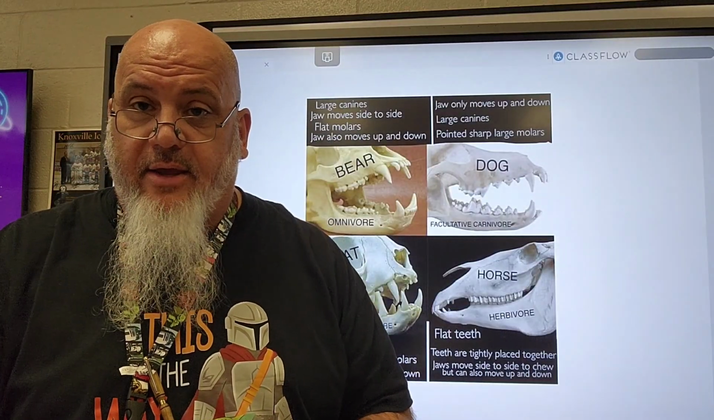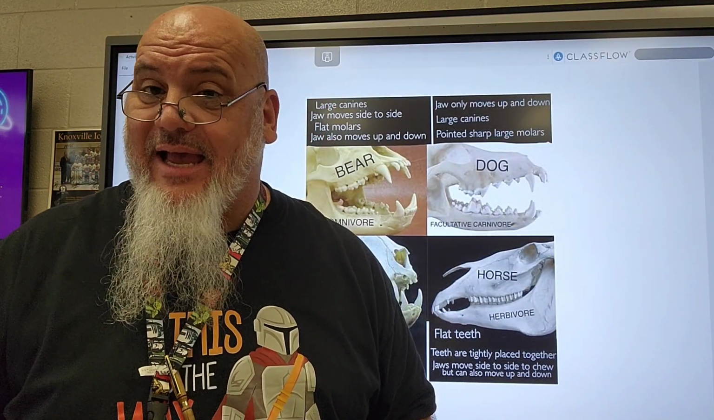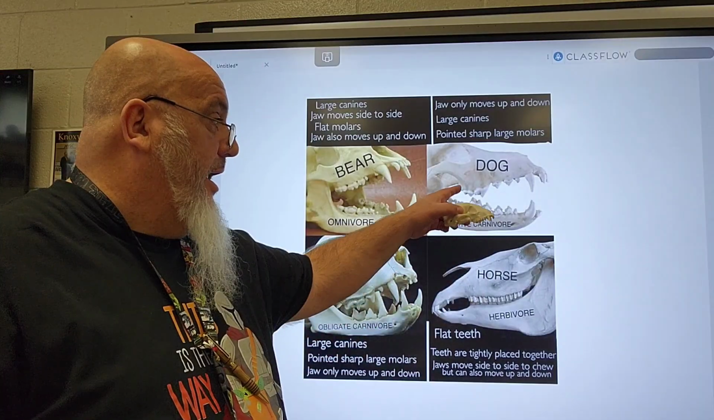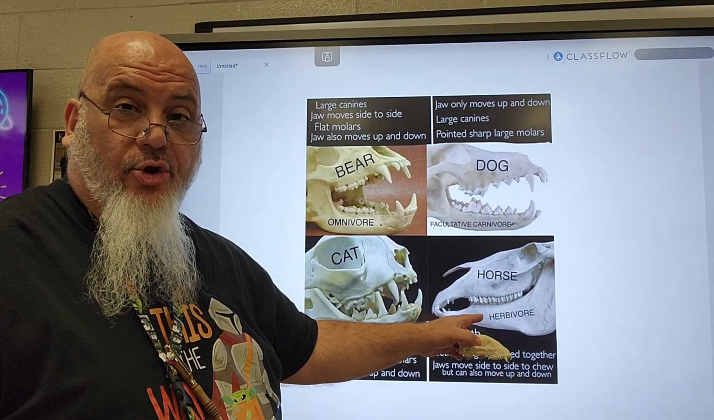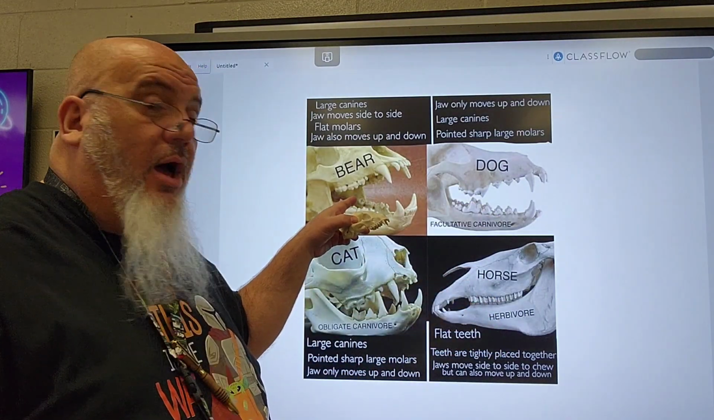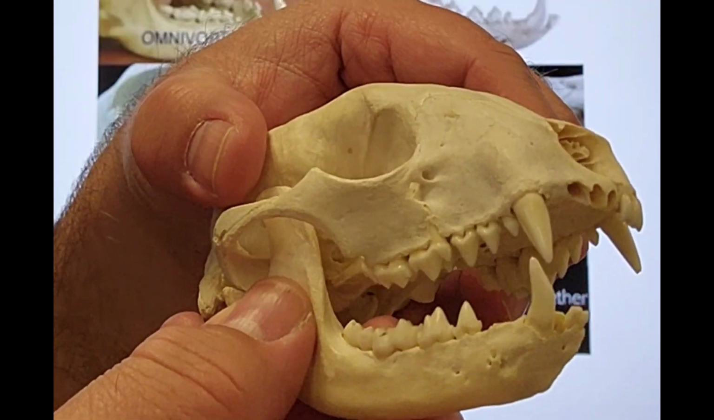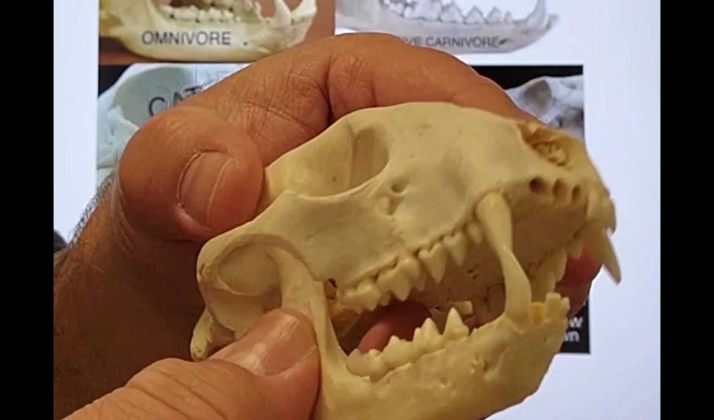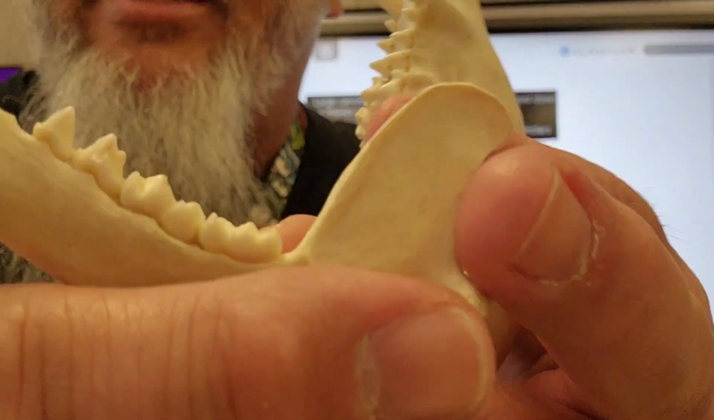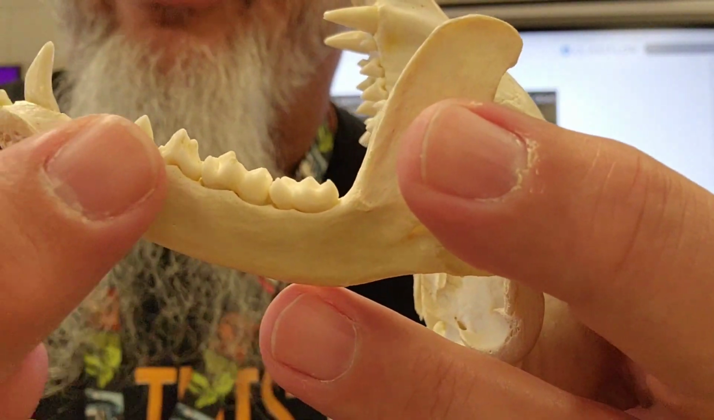On the 4th day, we learned about animals' teeth and how scientists can use the teeth to decide if an animal is a carnivore, an herbivore, or an omnivore. And we got to examine real skulls. Hi, I'm a skull.